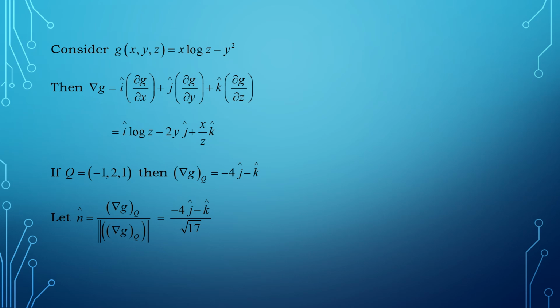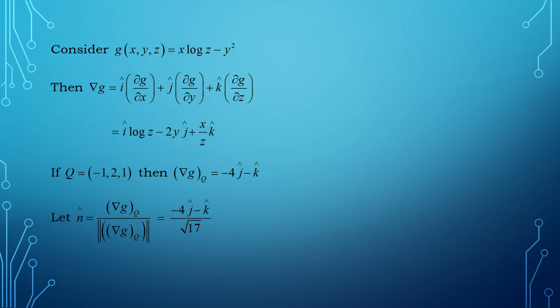If we want del G at the given point Q, we have to substitute x equals -1, y equals 2, and z equals 1. If we do so, the gradient of G at the point Q, del G at Q equals -4j cap minus k cap. We can suppose this vector as u cap. So we can take u cap equals del G at Q, that equals -4j cap minus k cap.